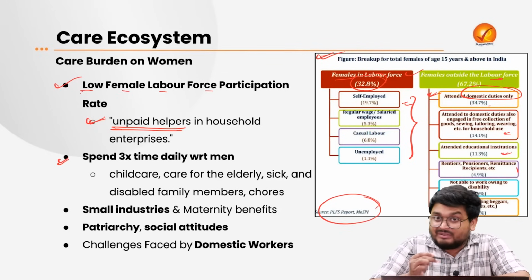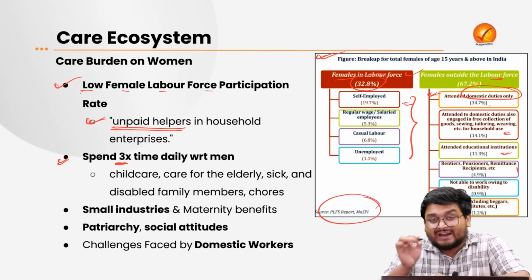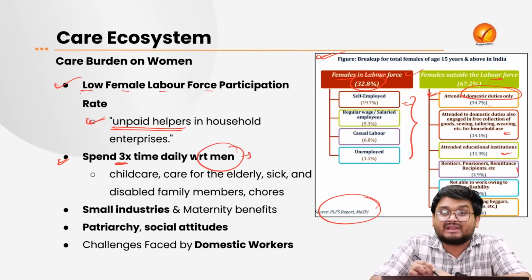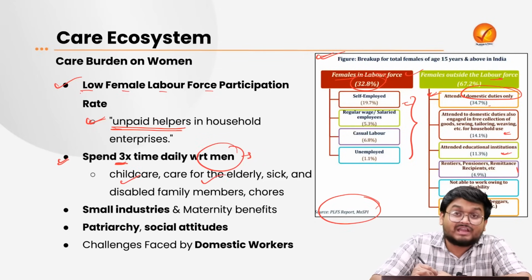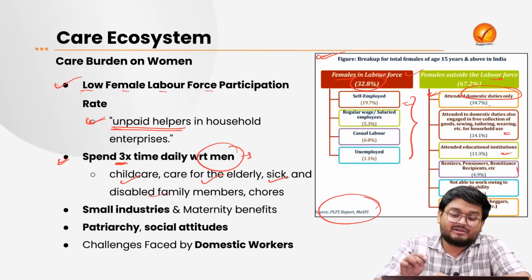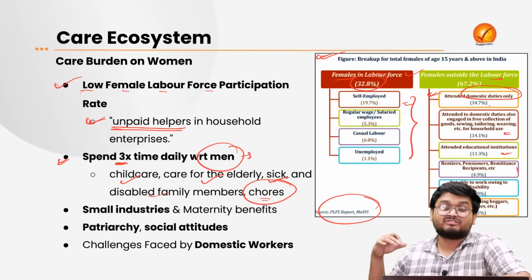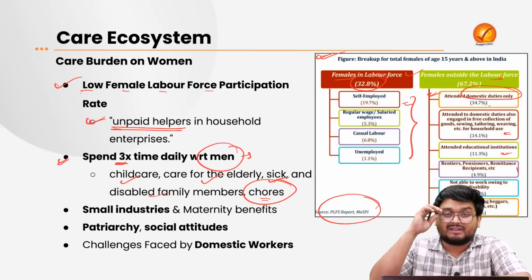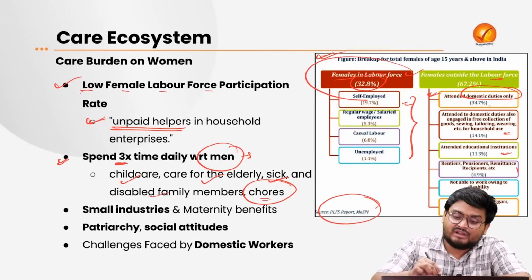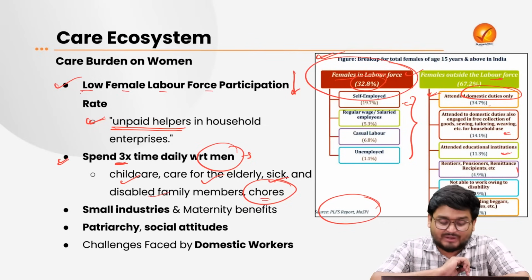Females spend three times more time than men when it comes to caring for their family, such as child care, care for elderly, sick and disabled family members, and also maintaining household chores. So the burden of responsibility is very, very high, as we already know, right? This is also leading to their very low labor force participation.